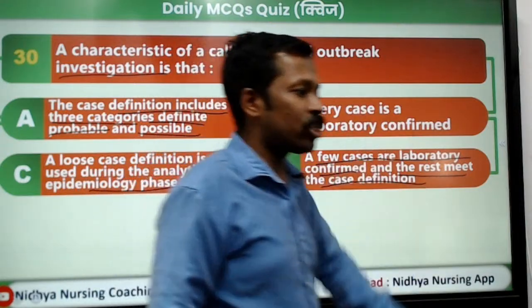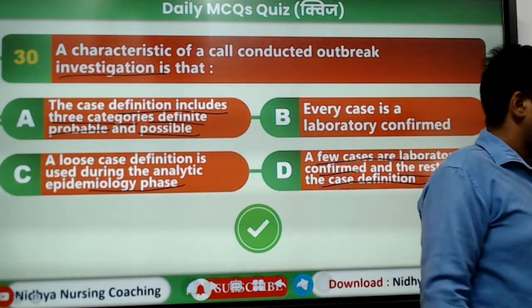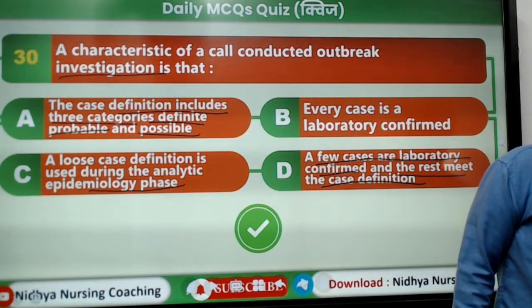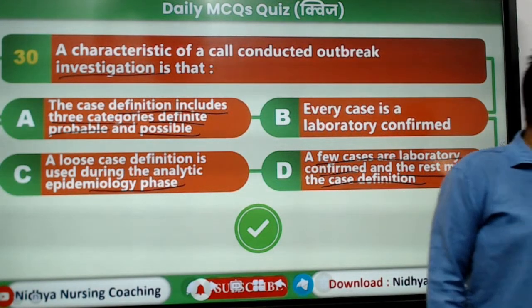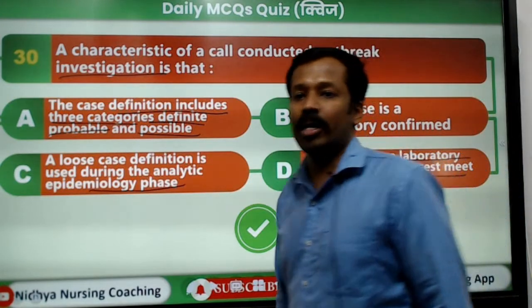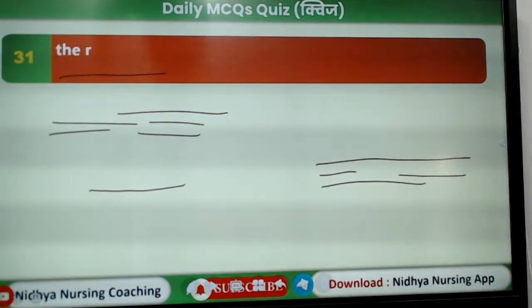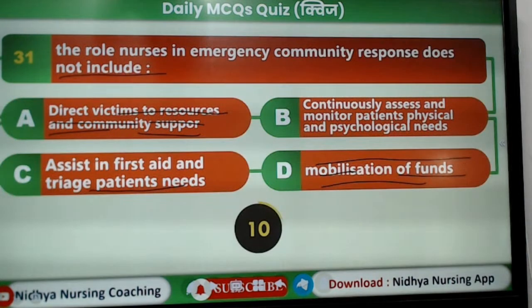So what is the answer? What is the answer? Do we have to laboratory confirm every case or not? Every case is a laboratory confirmed. Every case should be laboratory confirmed, isn't it? Okay, fine.